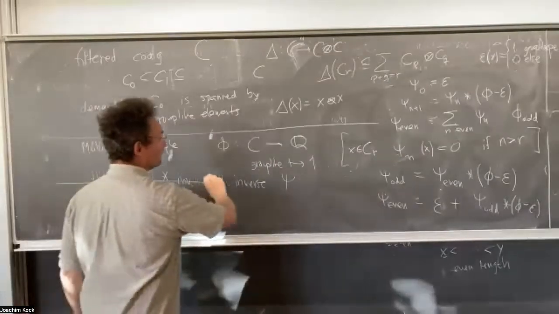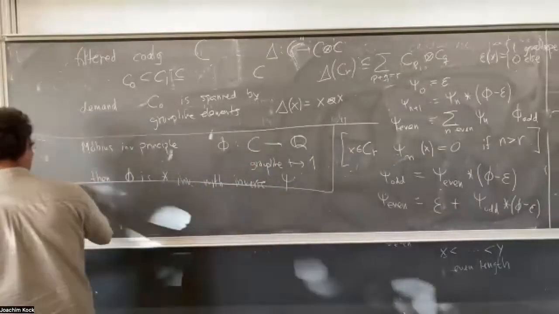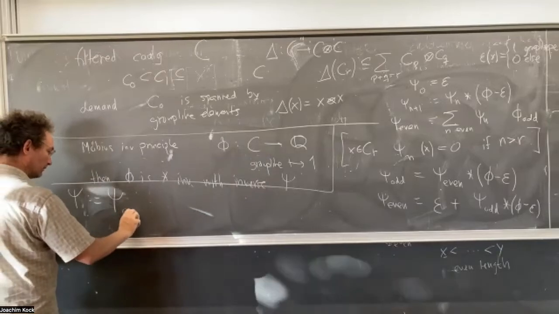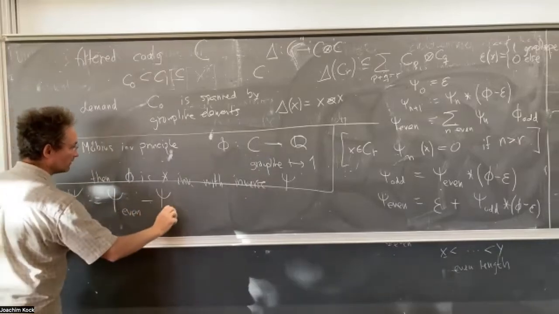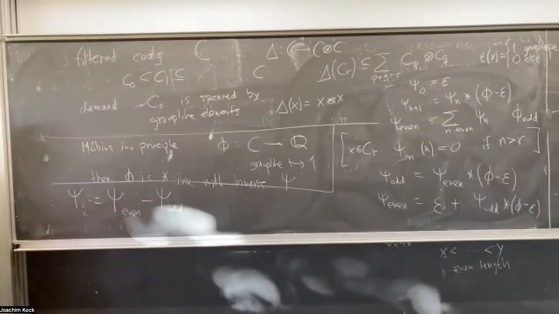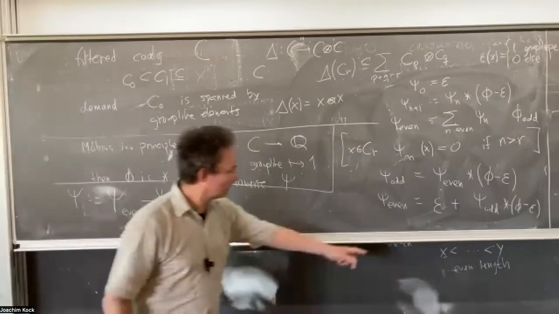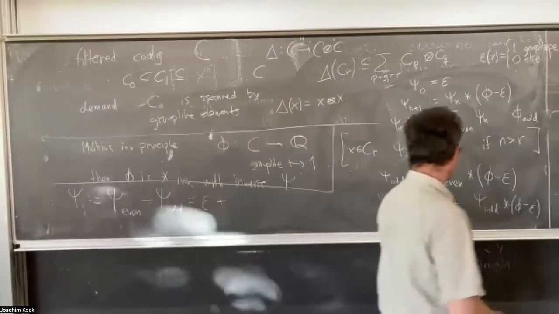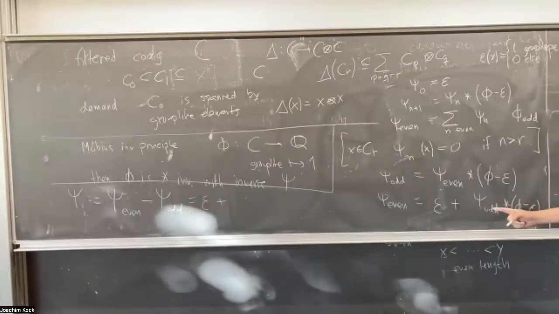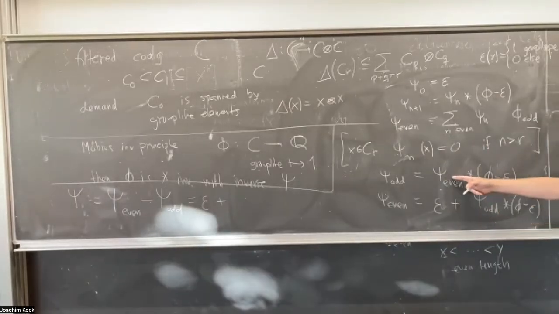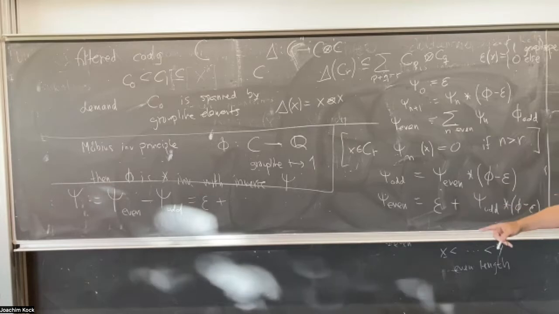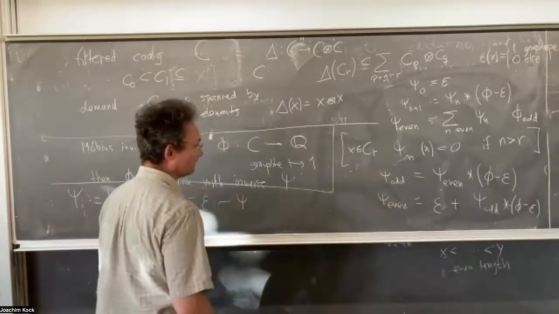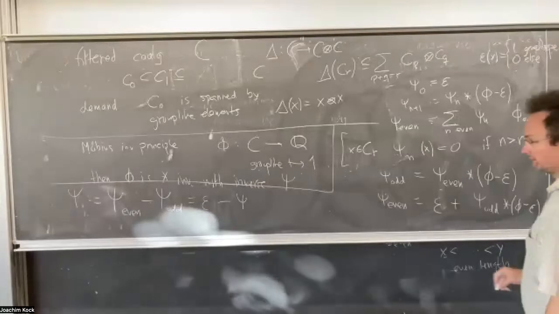One more definition, and then I think we are done. So we just take the definition of these two. That will give us an epsilon, and then it will give us odd minus even, but that's psi itself with a minus sign. So here I should put a minus sign and then psi, and then finally this factor here.